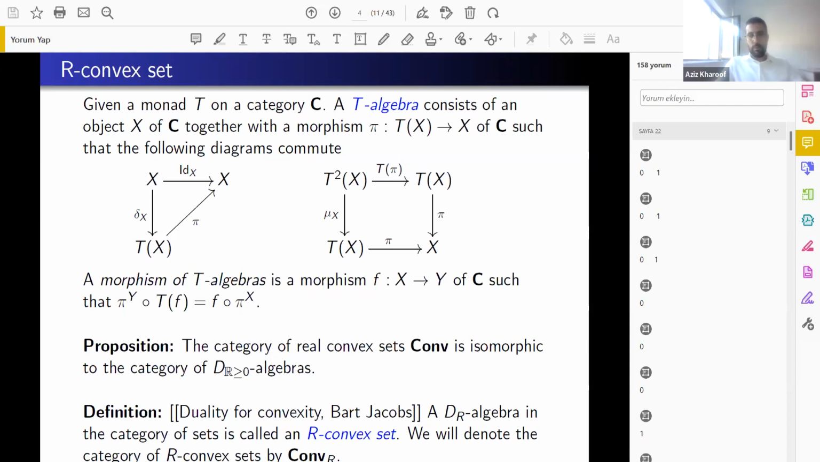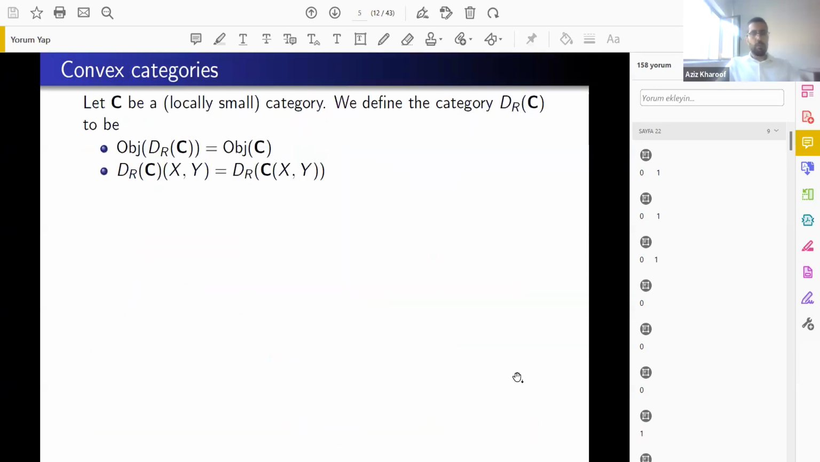This is the definition of an R convex set. We want to define an R convex category. In order to do this, we will show that DR is a monad on categories. So let's do this. If we have a locally small category, where the homs are sets, we can define the following category, DRC.